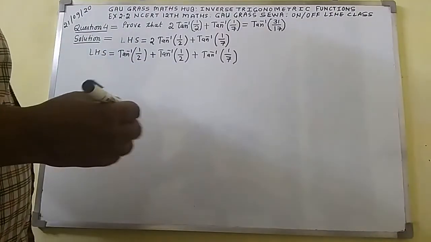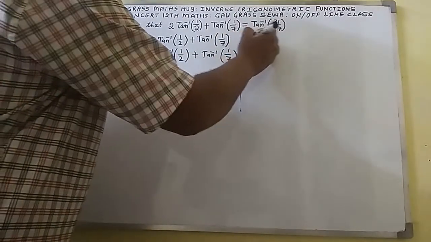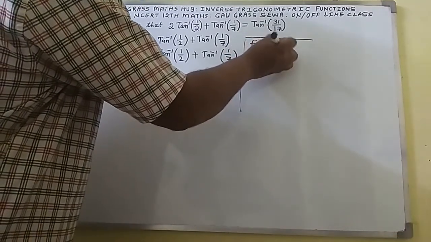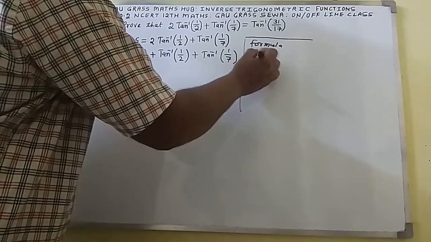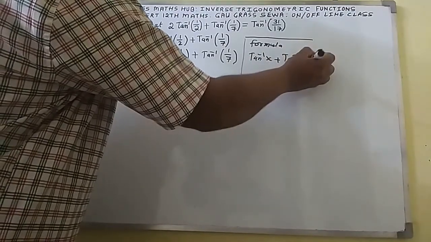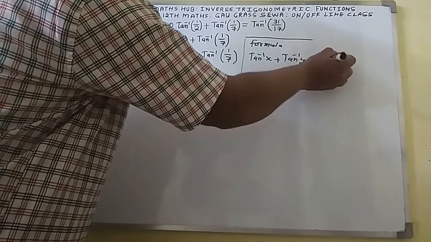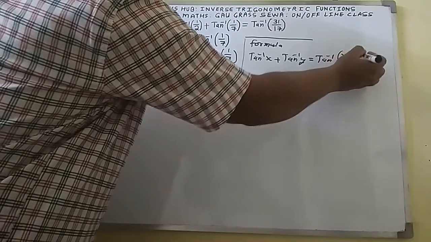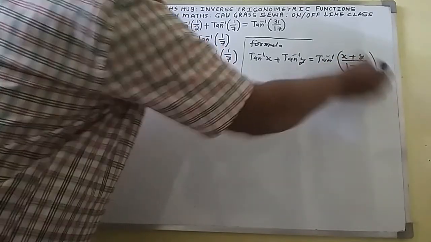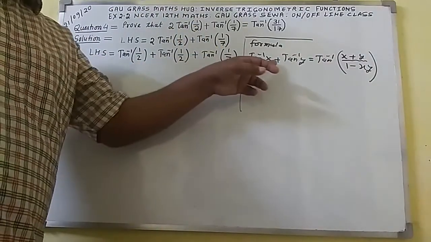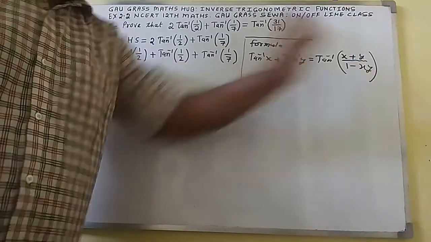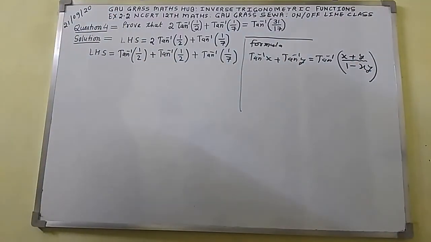Now here I shall apply a formula, which you know well. The formula is tan inverse x plus tan inverse y equals tan inverse of (x plus y) whole over (1 minus xy). This is the case.